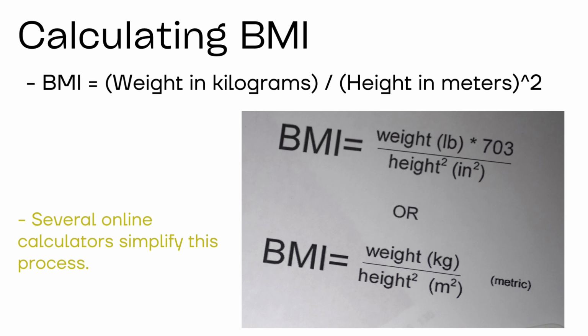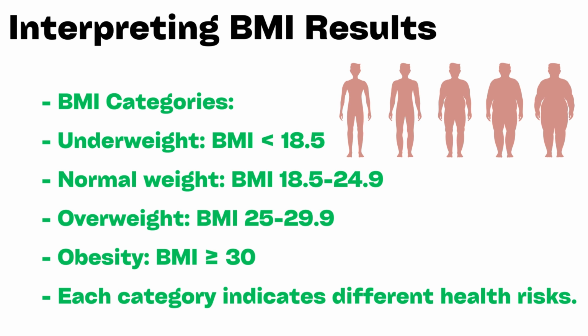BMI, or body mass index, is calculated using a simple formula, dividing your weight in kilograms by the square of your height in meters. Or, if you're more comfortable with pounds and inches, you can use an alternative formula and then multiply by 703. Once you've calculated your BMI, it falls into one of several categories: underweight, normal weight, overweight, or obese. Each category represents different levels of health risks associated with weight.